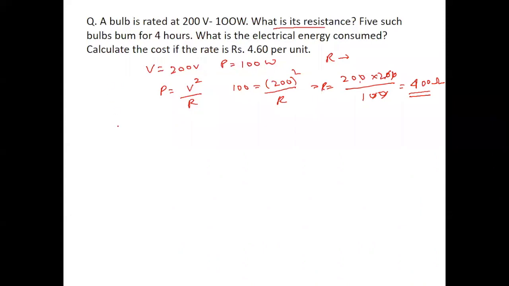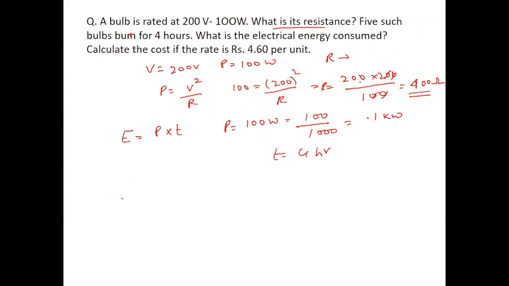Five such bulbs burn for 4 hours. Then total electric energy consumed is P into T. P is 100 watt and T is 4 hours. So P, 100 watt, converted to kilowatts is 0.1 kilowatt. Time is 4 hours. How many bulbs? 5 bulbs.